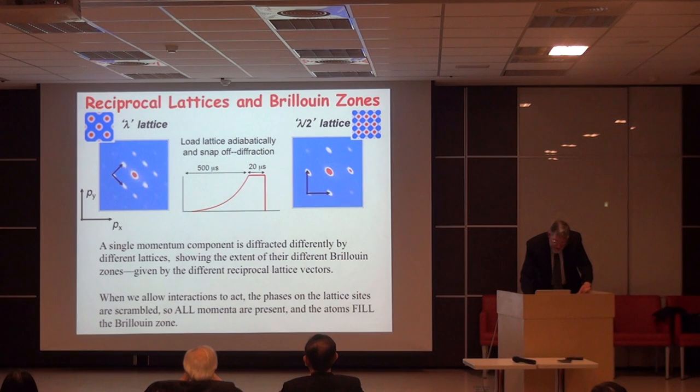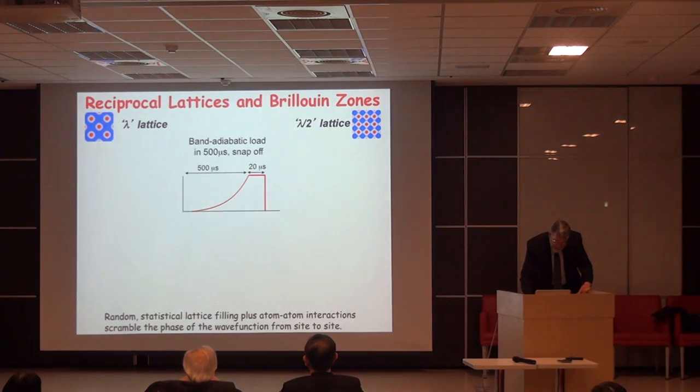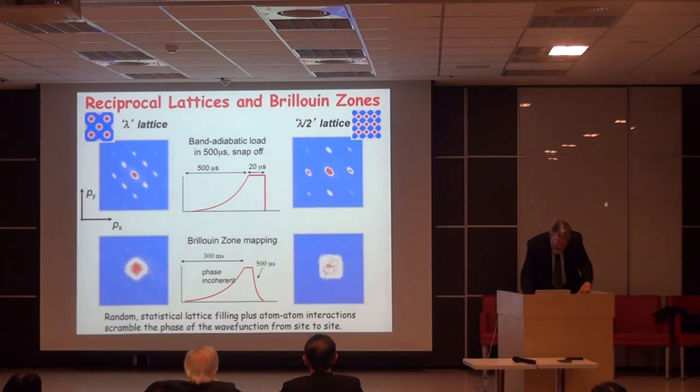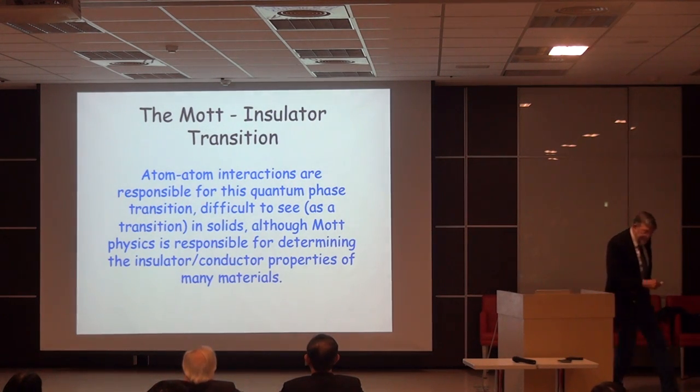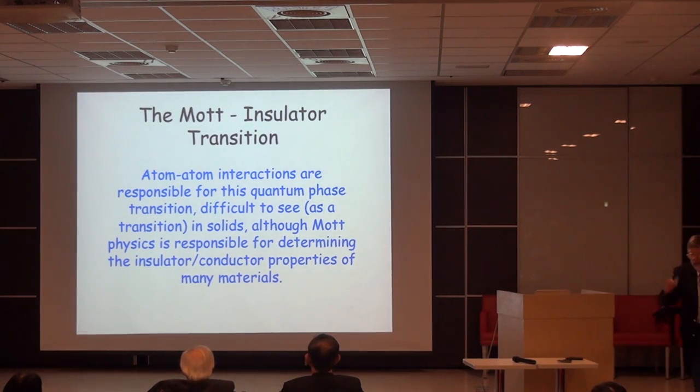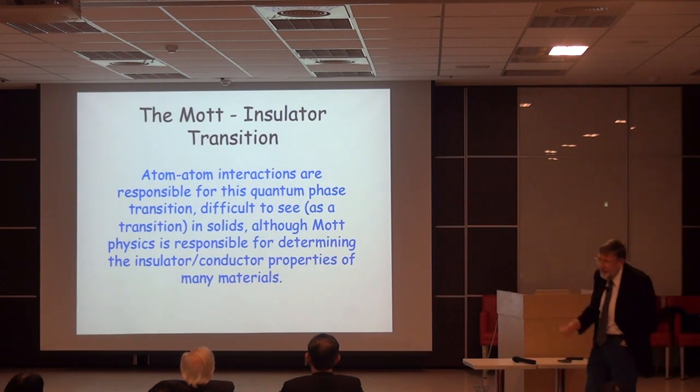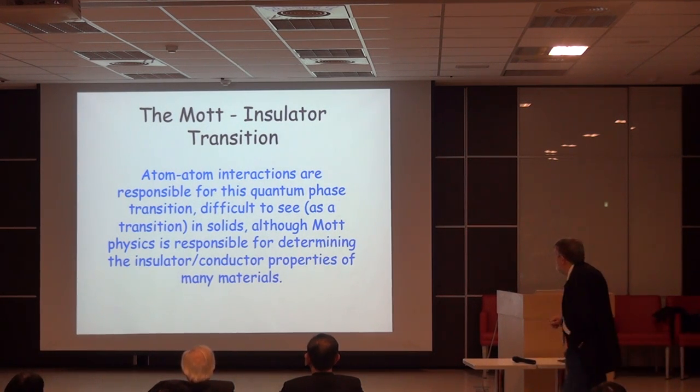I'm not going to talk about any of that stuff, although it's beautiful. It shows how using interactions we can map out the Brillouin zones. We can make pictures of the Brillouin zones with our atoms. But I'm not going to do that. Let me talk about this instead, the Mott insulator transition. We heard a little bit about this on Monday, those of you who were here for the talks on Monday.